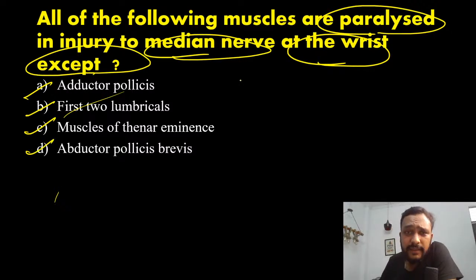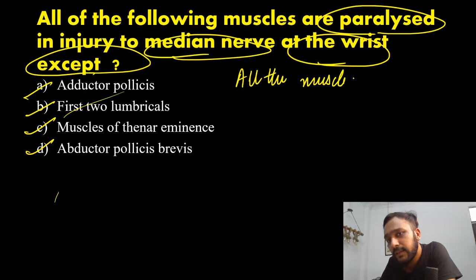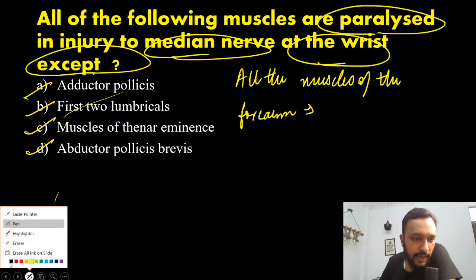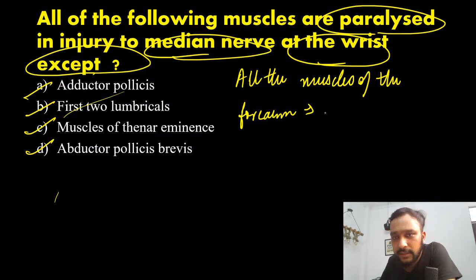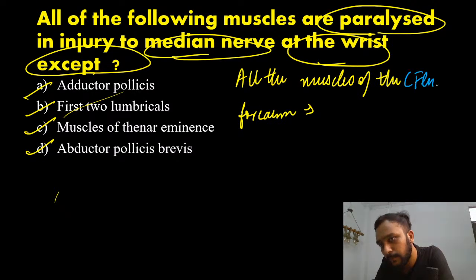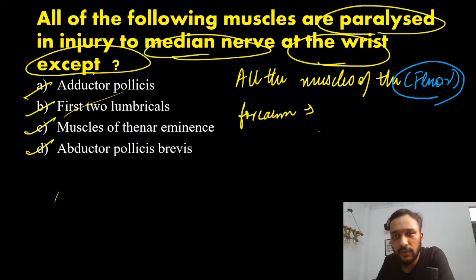So guys, tell me, all the muscles of the forearm are supplied by which nerve? Come on, guys, very simple question. Which nerve supplies the muscles of the forearm, the flexor compartment of the forearm? All the muscles of the flexor compartment of the forearm are supplied by which nerve? Very simple.